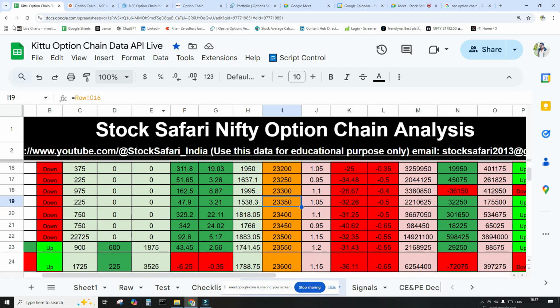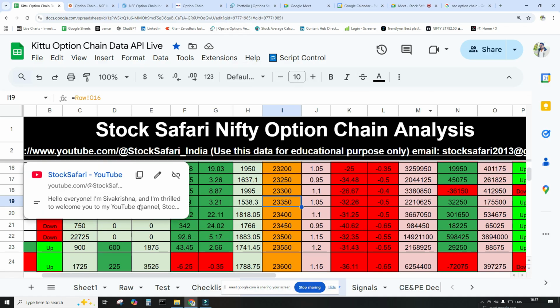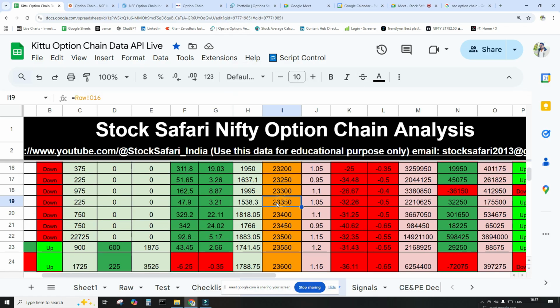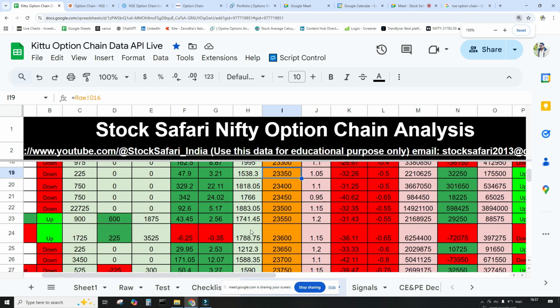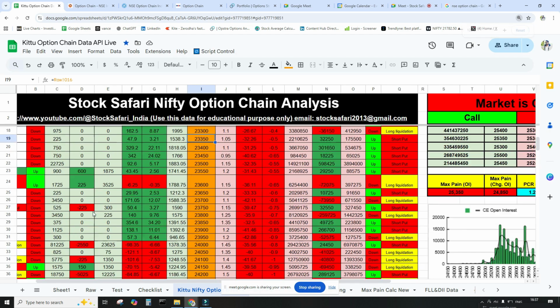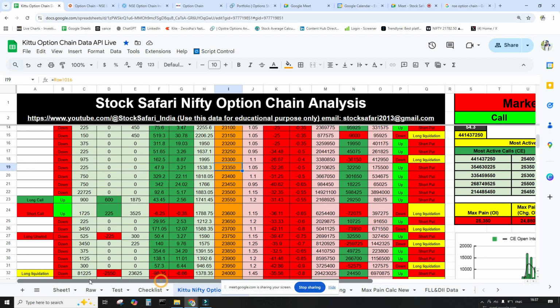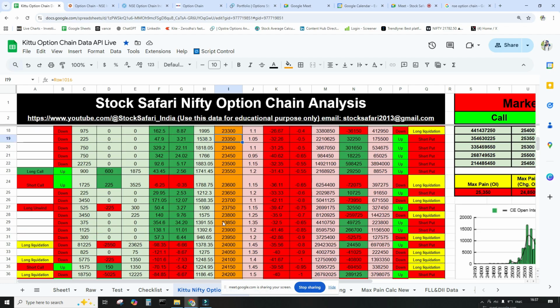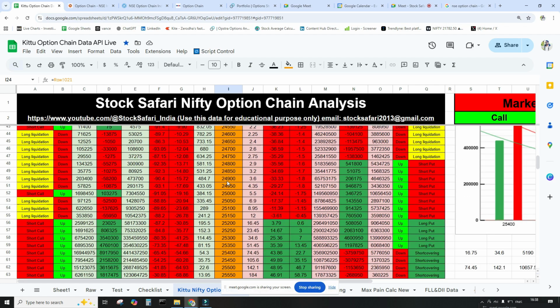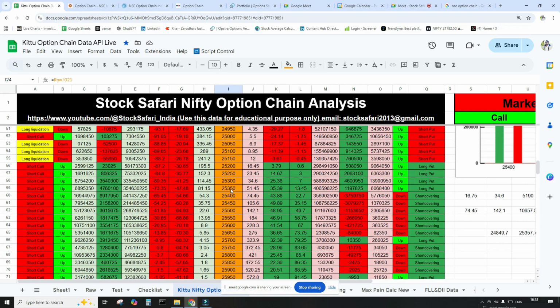See, this is our live price. Okay, 25,350. Let me zoom out. Let me take this example here. I think we have some liquidity issue. I think 25,350. Yes.